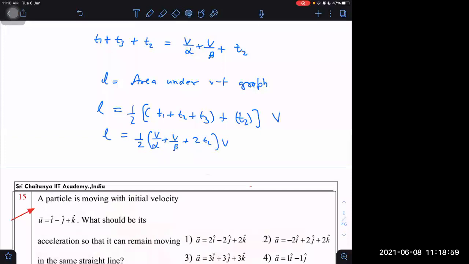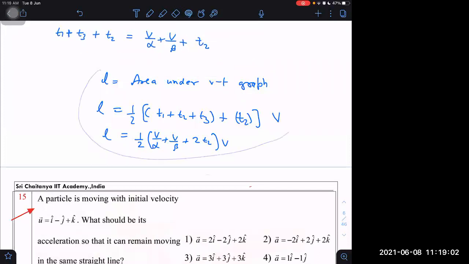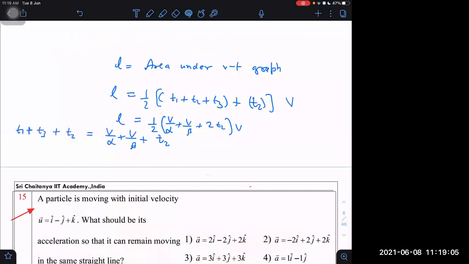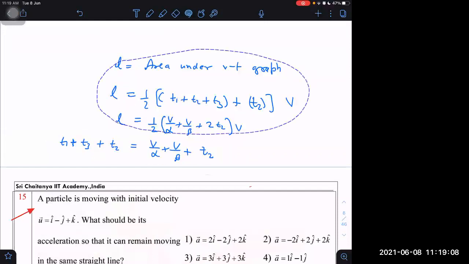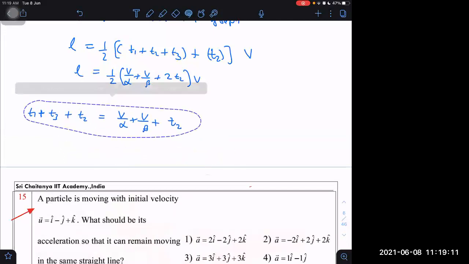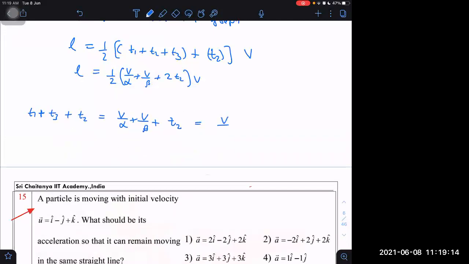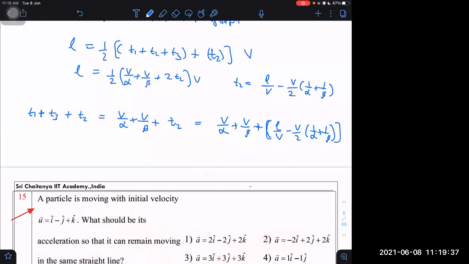Can we get T2 from here? T2 is L by V minus V by 2 into 1 by alpha plus 1 by beta. That is the answer. Then the total time is V by alpha plus V by beta plus T2, which we found as L by V minus V by 2 into 1 by alpha plus 1 by beta. So this thing is again repeating here.